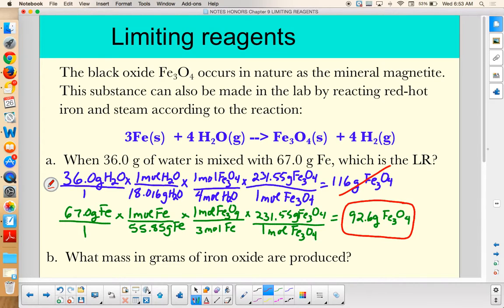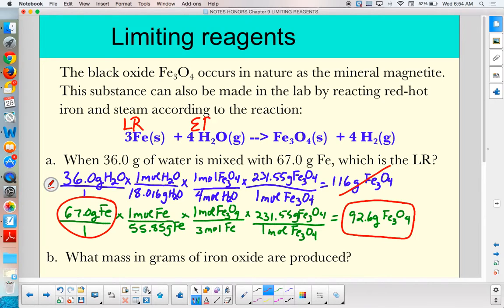I cross out the one. It was necessary to do that calculation, but that's not how much we're going to make. And then because I get the smaller amount of iron oxide, it's the original reactant that is my limiting reactant. So this is the one that's going to limit how much product I can make, which means the other reactant is my excess reactant.